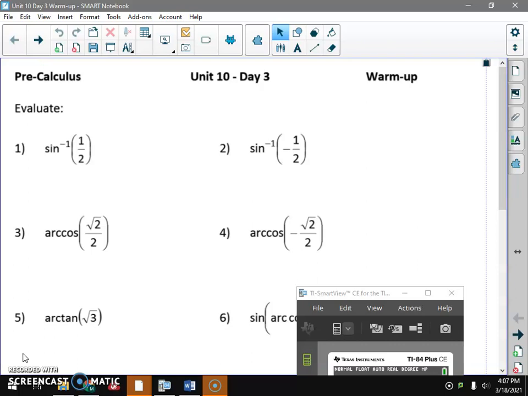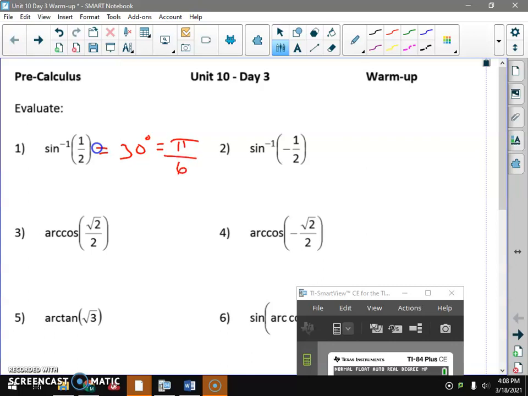What angle has a sine ratio of 1/2? The answer is 30 degrees, pi over 6 radians. What angle has a negative 1/2 ratio? Negative 30, negative pi over 6. Easy. What angle has a cosine ratio of radical 2 over 2? 45 degrees, aka pi over 4.